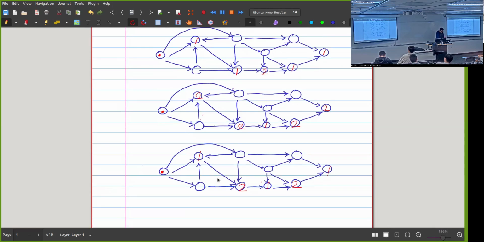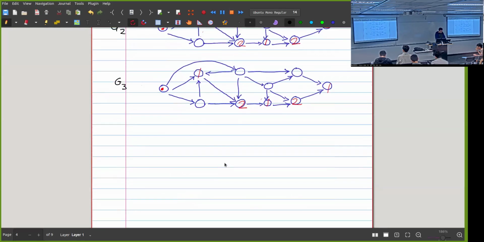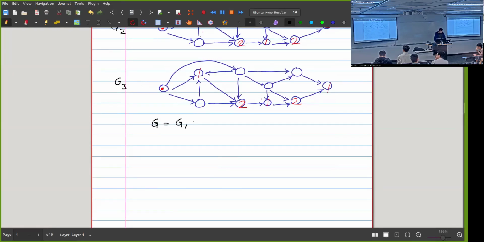Okay, nice. So again, if I want to solve a game like this, I can consider all the possible states. So I can say I have 3 graphs here. Let's say this is G1, this is G2, and this is G3. And basically my entire game graph is going to be G1 times G2 times G3.